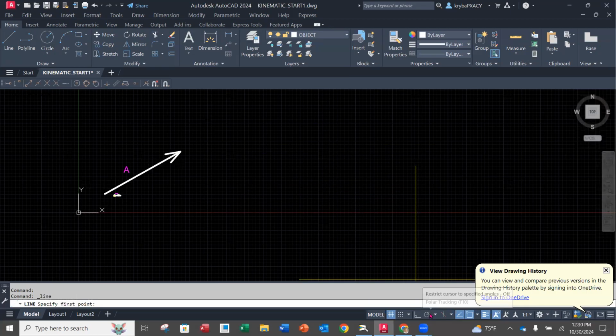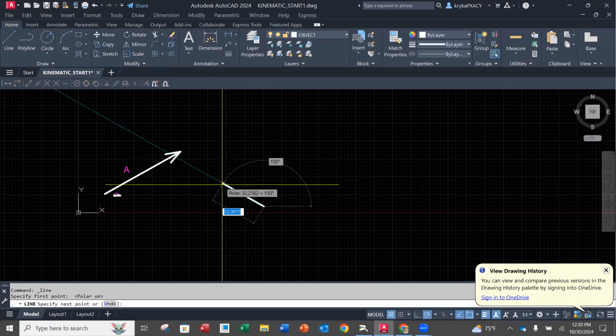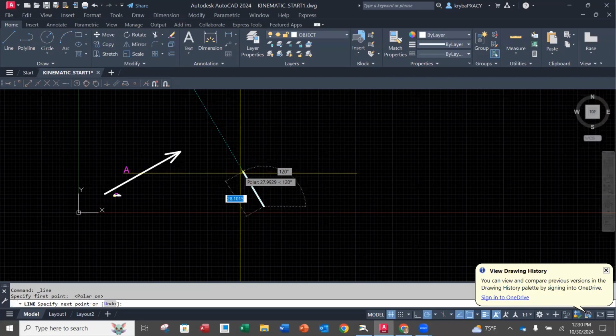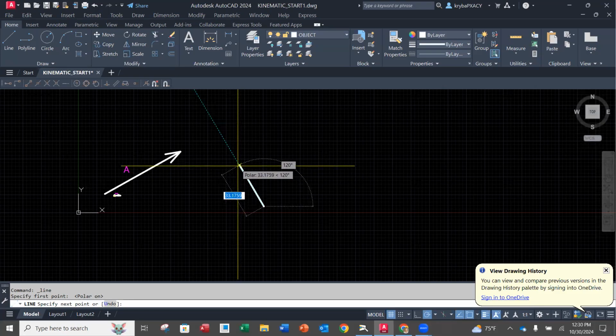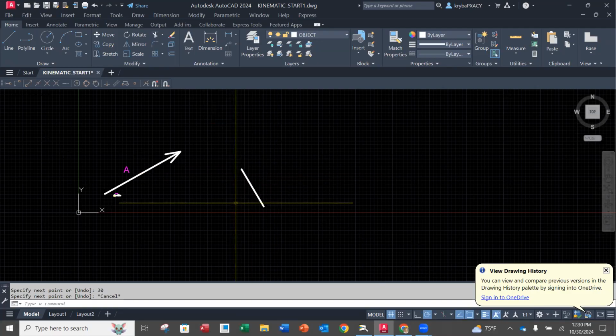I have to turn back on my polar tracking. Okay. And now if I look here, notice that my angle comes from the standard 0. So this is going to be 60 degrees from the other side. That means that it's going to be 120 from the known 0 degrees. And then my length is going to be 30. So I can key that in along that line. Then I'm going to hit escape.